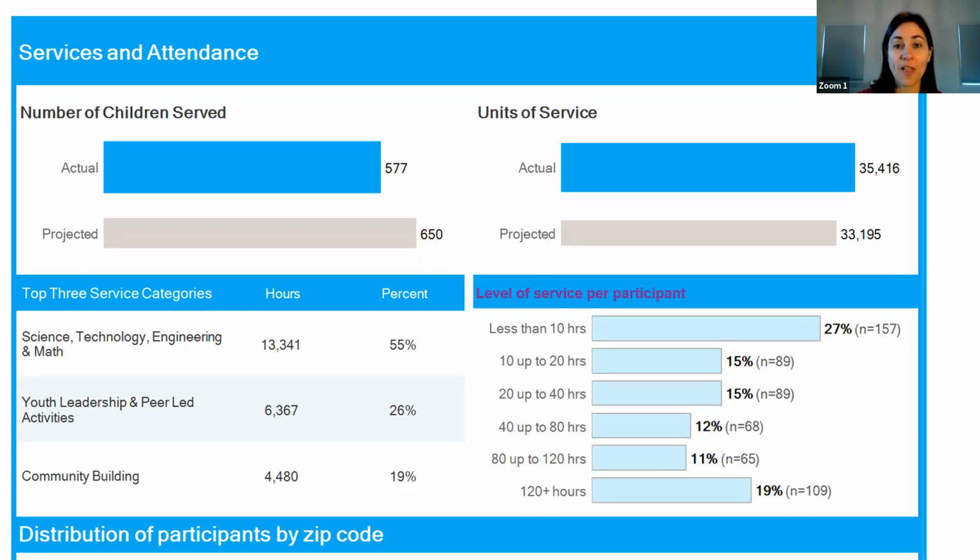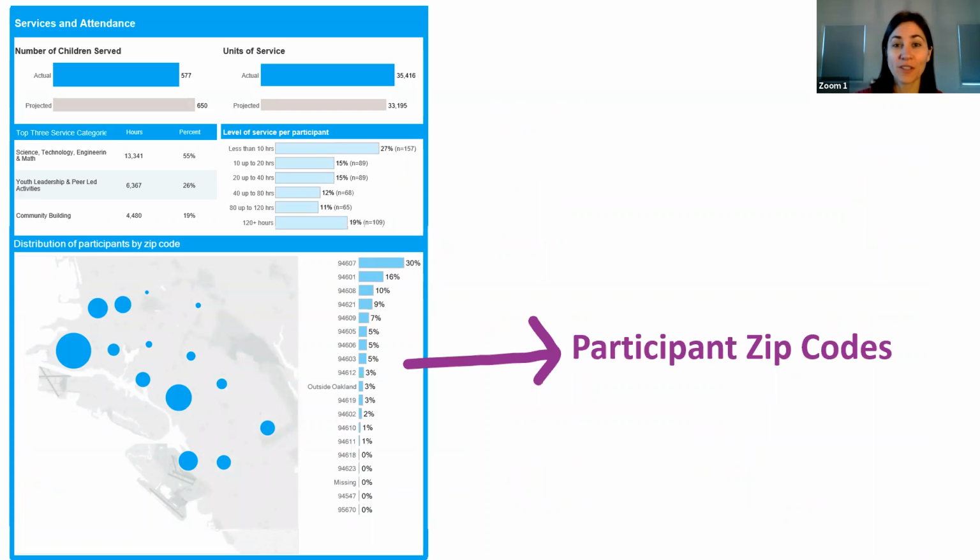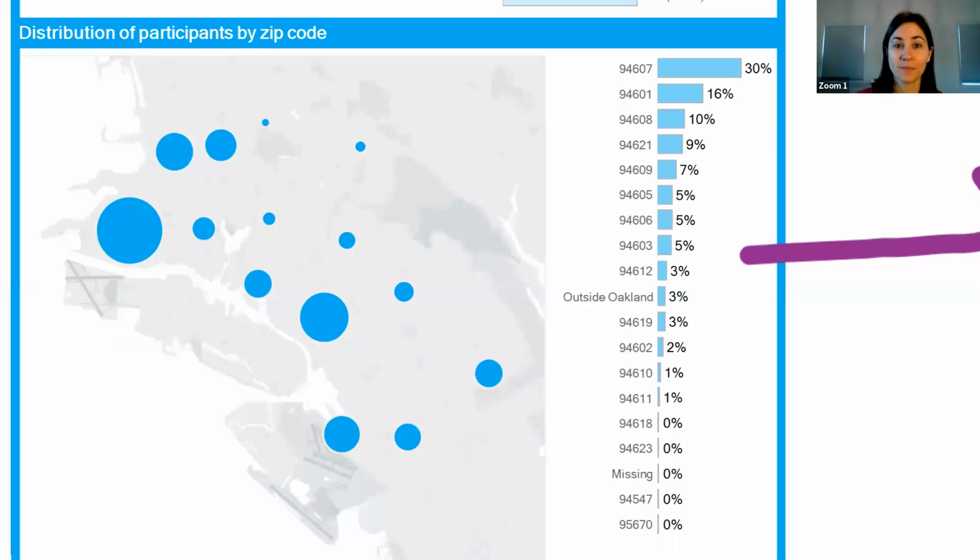And to the right, we have the level of service that participants received. As you can see in this example, 19% of participants from this program attended programming for at least 120 hours. And now, on to the bottom of the second page, you'll see the zip codes where your participants are living. The size of the bubbles in the map reflect the percentage of your participants who come from that zip code.